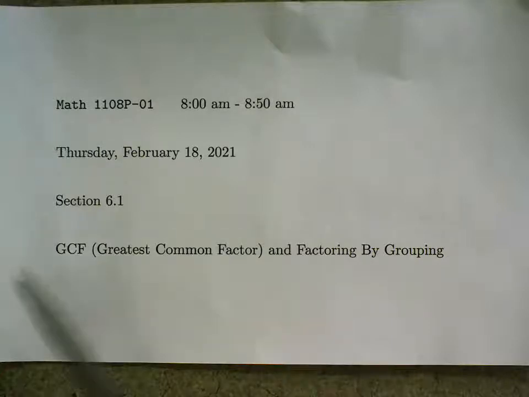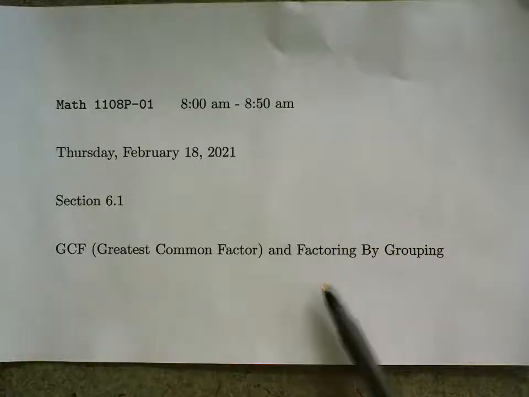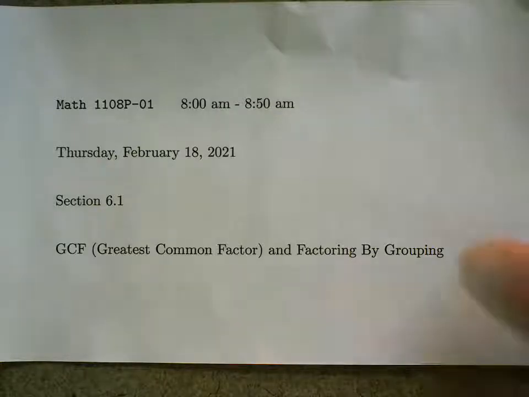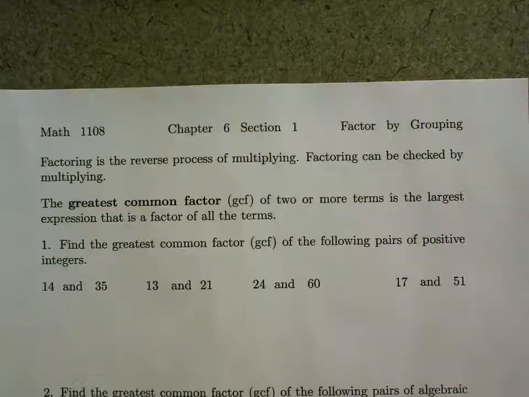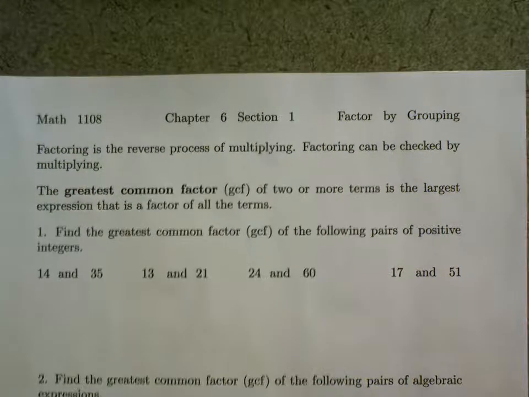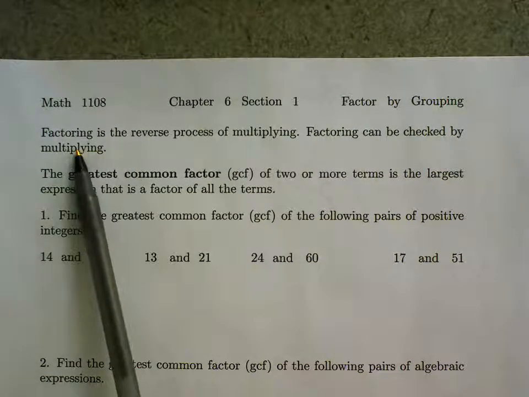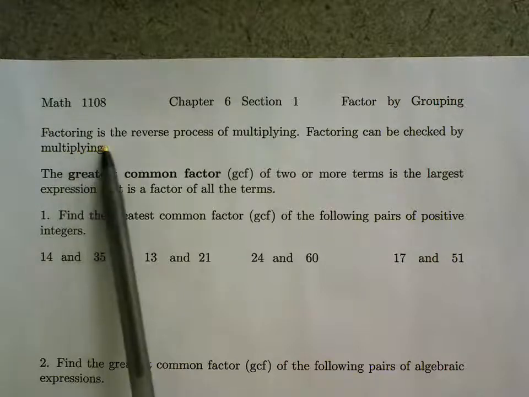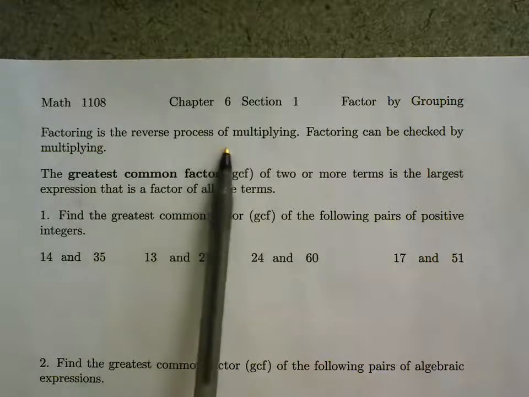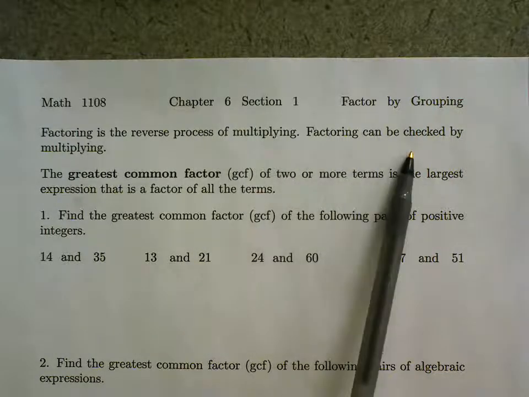Today we'll start in Chapter 6, Section 6.1. This is the section on the greatest common factor and factoring by grouping. Yesterday we reviewed multiplying polynomials, and now we're going to start talking about factoring. Factoring is just the reverse process of multiplying, and we can always check our factoring by multiplying.